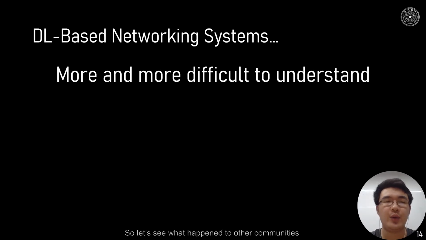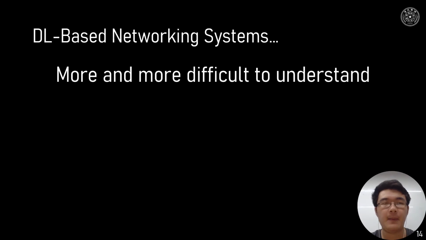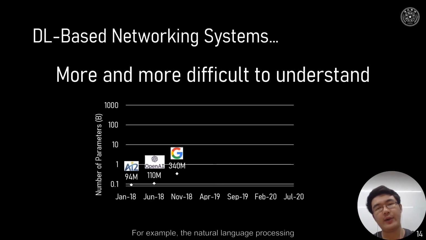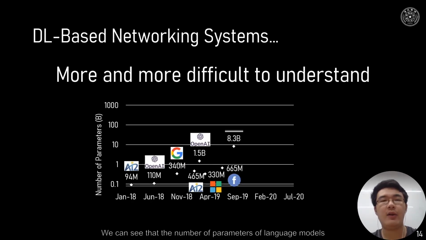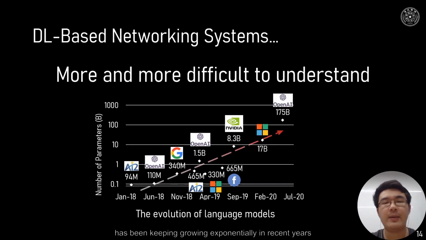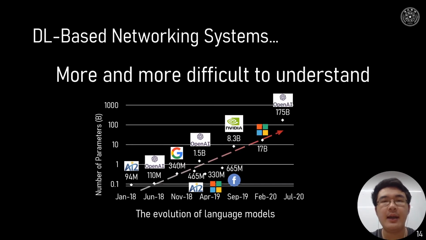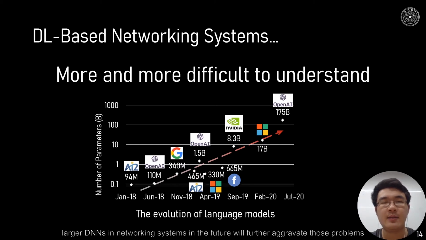So let's see what happened to other communities that used deep learning earlier than us. For example, natural language processing. We can see that the number of parameters of language models has been growing exponentially in recent years, from millions of parameters to billions of parameters. And the recently released GPT-3 model even reached a surprising 175 billion parameters. With similar development from the other communities, larger DNNs in networking systems in the future will further aggravate those problems.